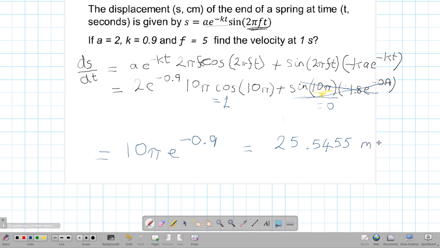Well, we're talking about speed or velocity. So meters per second is your SI units for velocity. So that's our final answer. That is how fast it's going at 1 second: 25.5 meters per second. Okay, and that is a real world example, and that's why we bothered in the first place. That's why we use calculus.